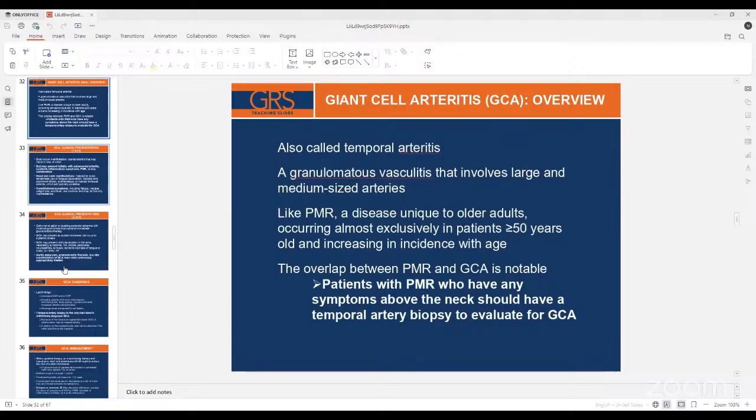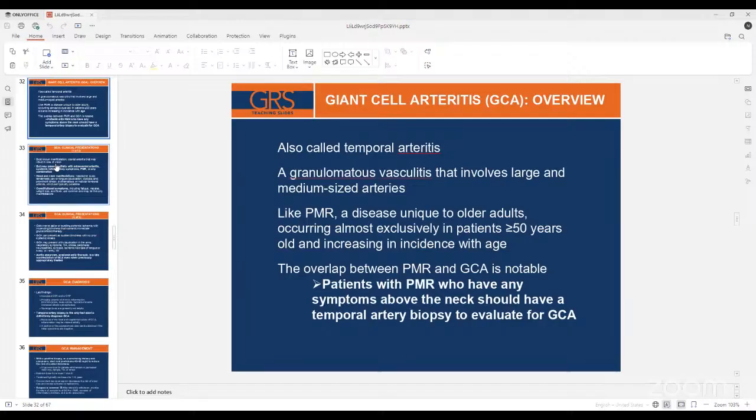So now we move on to giant cell arteritis. As mentioned earlier, it is closely related and ambiguously related to polymyalgia rheumatica. Giant cell arteritis is also called temporal arteritis. It's a granulomatous vasculitis that involves large and medium-sized vessels.